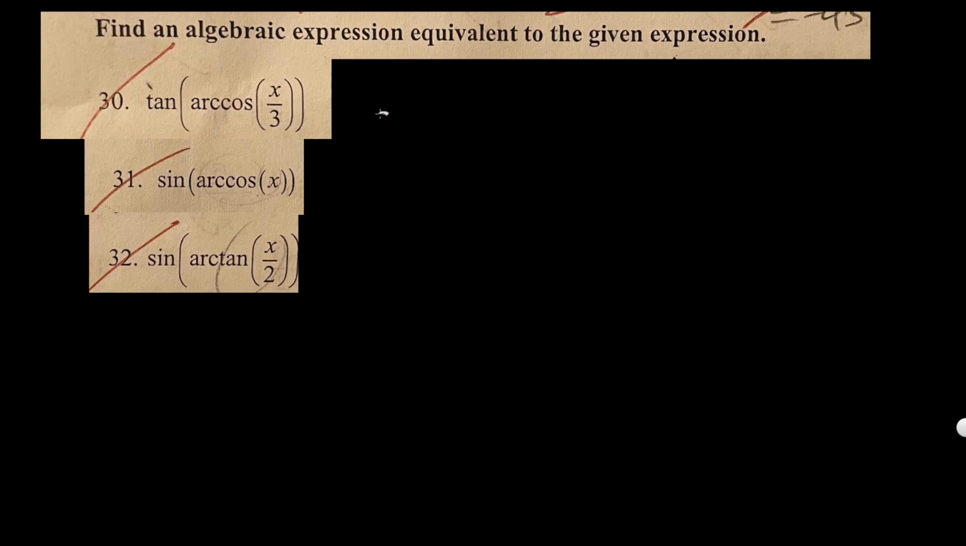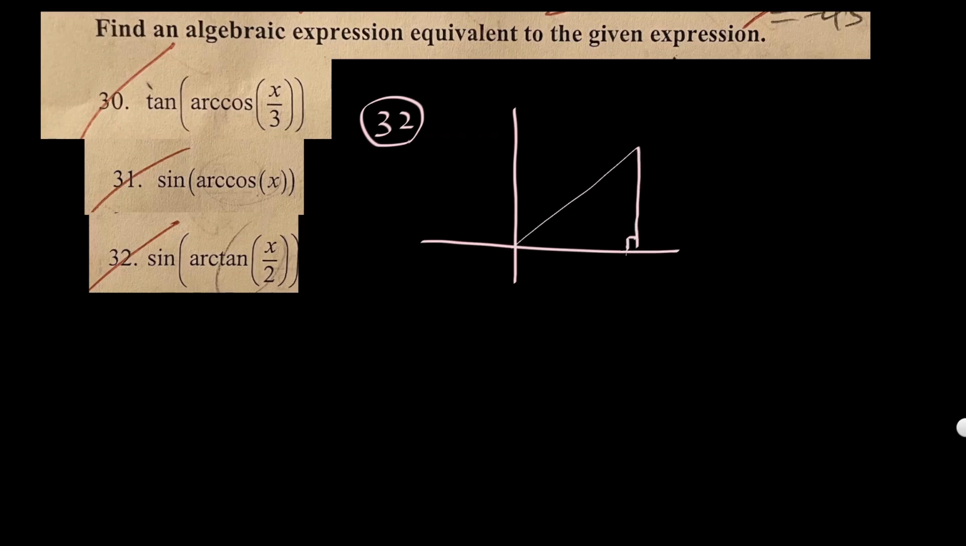And for number 32, it's positive, so I'm going to draw my triangle in the first quadrant. It's arctangent, so I'm going to let that be theta here. Arctangent is opposite, which is x, over adjacent, that's 2. So let's figure out the hypotenuse. It's going to be the square root of x squared plus 2 squared, which is 4.